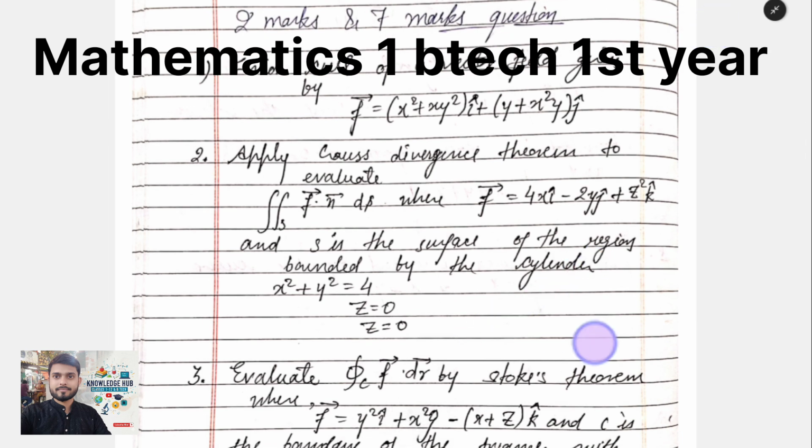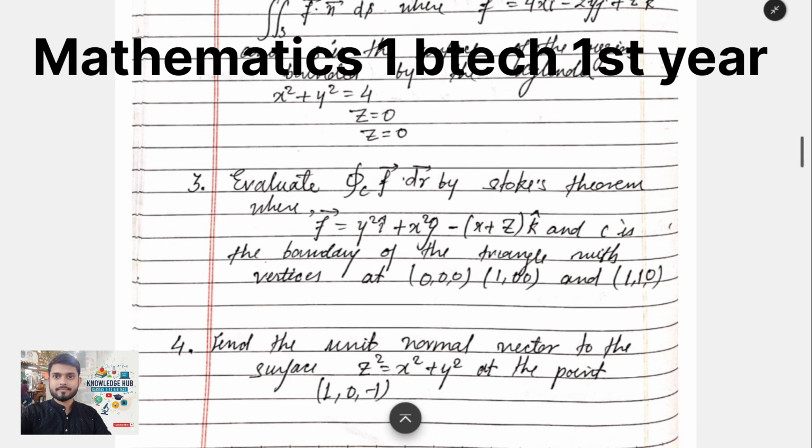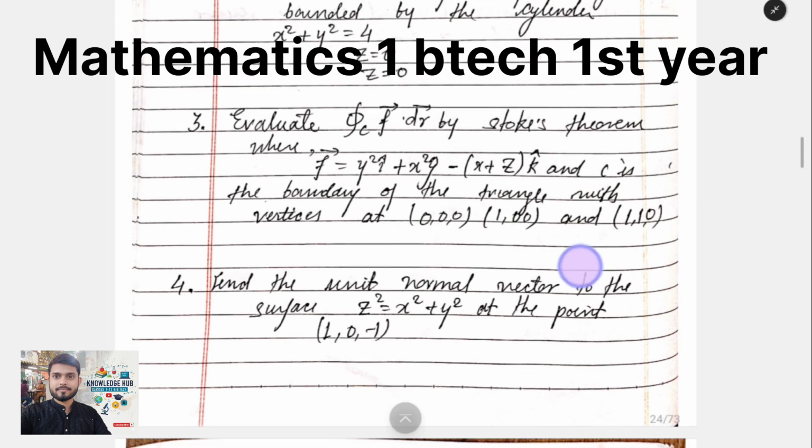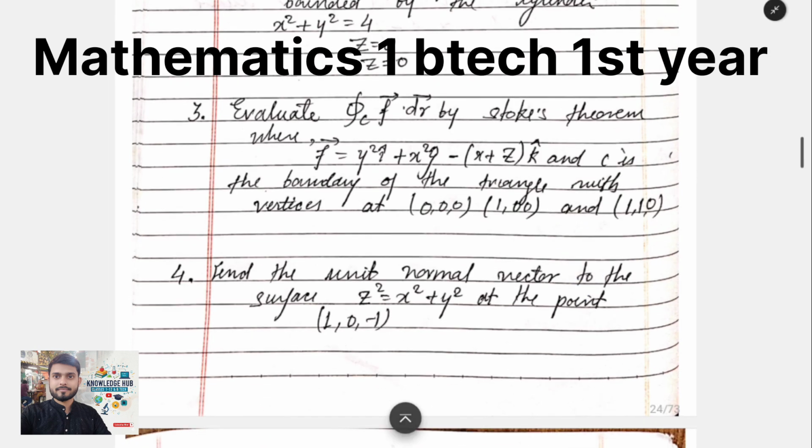Now the third question is closed integration F dot dr by Stokes theorem. Stokes theorem is also one type of theorem. This is also a lengthy theorem, but if you practice, then you can solve it without any hindrance, without any problem, without any type of mistake occurring in this.